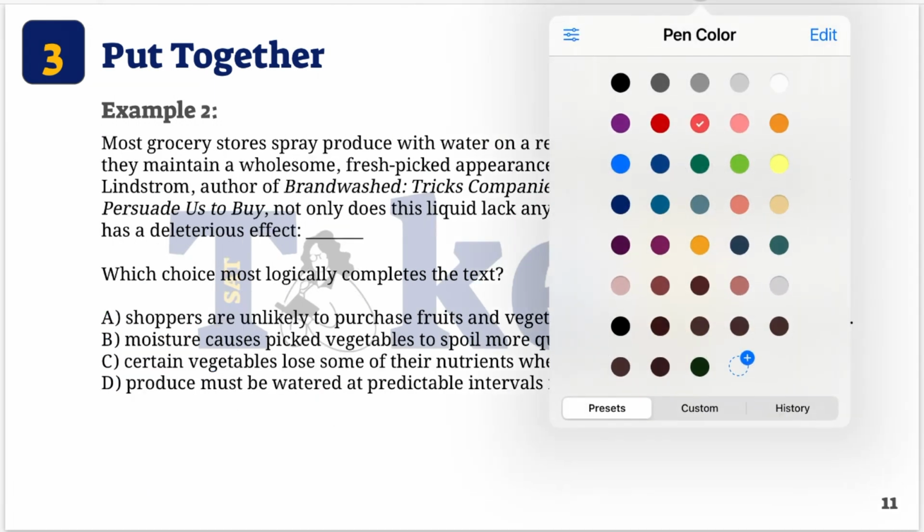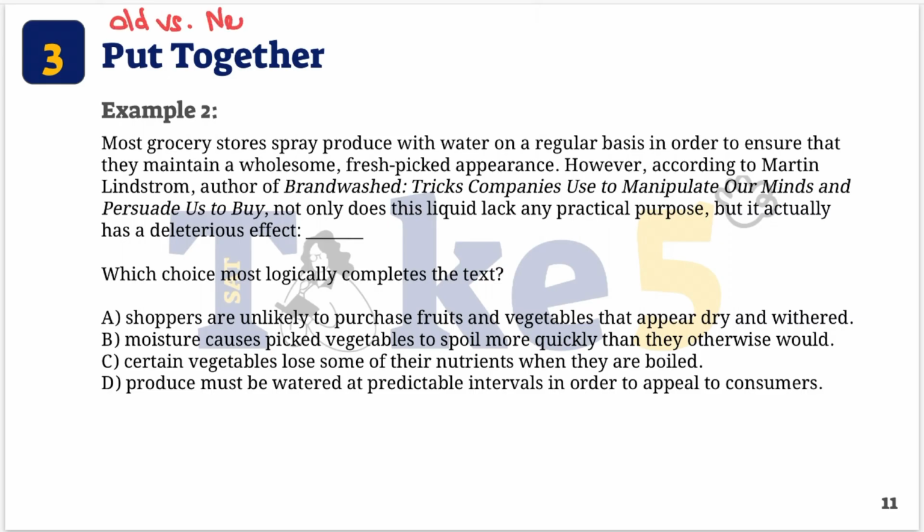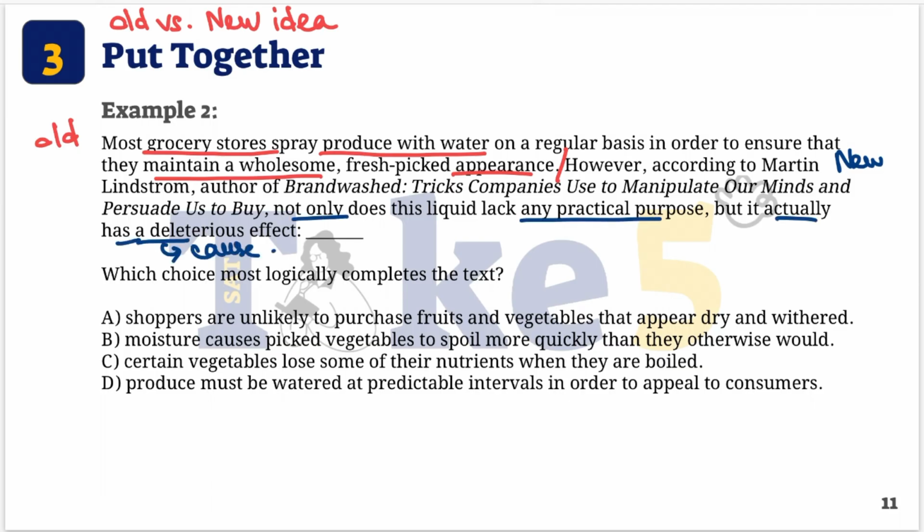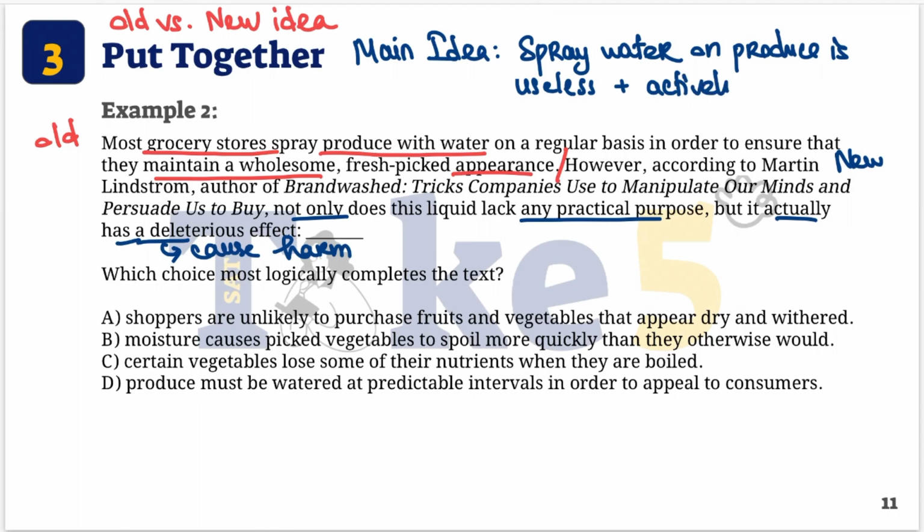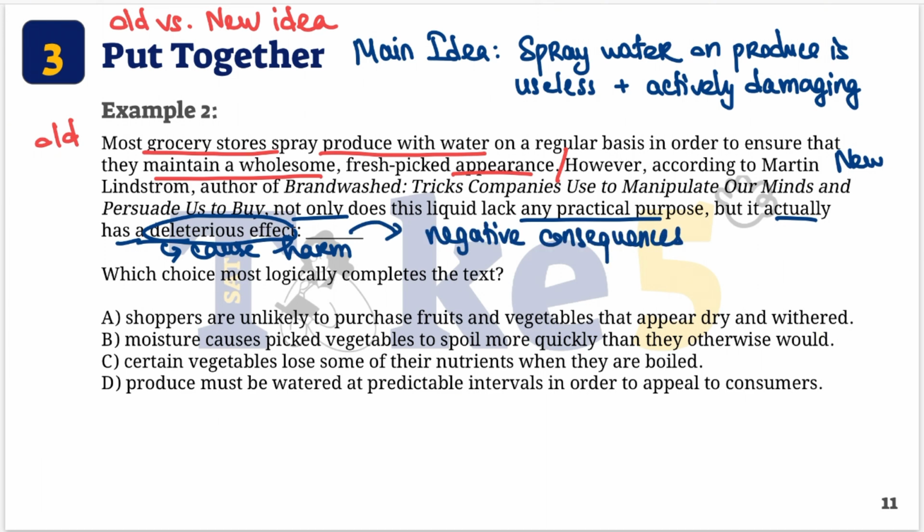The second example also has a classic old versus new idea structure. The old idea is a common practice. Grocery stores spray produce with water to keep it looking fresh. The new idea flips this entirely, saying that spraying has no practical purpose and actually causes harm. Let's write out the main idea. Water spraying on produce is useless and actually harmful. The blank needs to complete the deleterious effect, meaning whatever fills it must name a specific negative consequence of the spraying. Let's eliminate with the necessary condition.